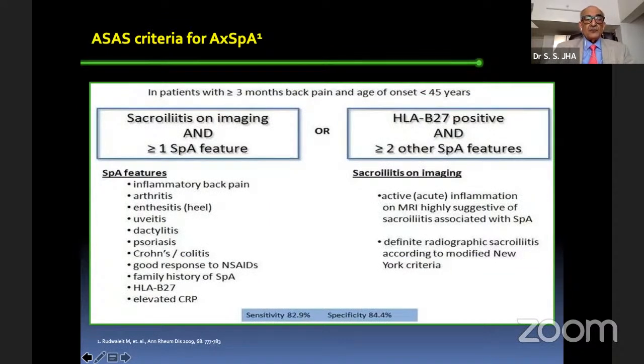How about seronegative spondyloarthropathy? We have ASAS criteria for this, and there are 2 sets. It says that any patient under the age of 45 years at disease onset, with duration of symptoms of 3 or more months, needs sacroiliitis on imaging and one or more SpA features out of the 11, and all the 11 features you can see here. Or HLA-B27 positive and 2 or more features out of these 11 are important.